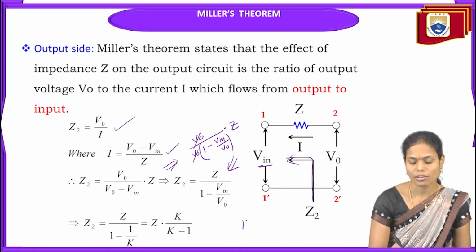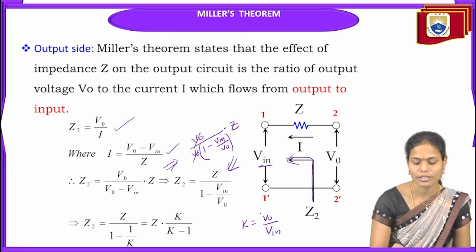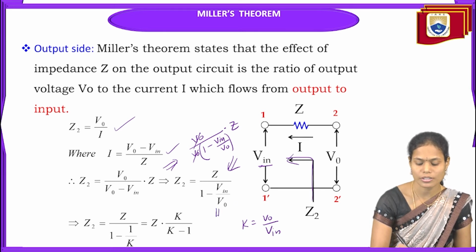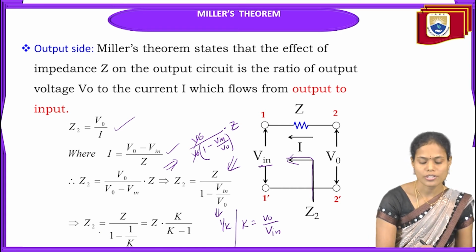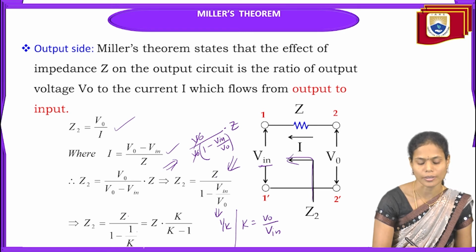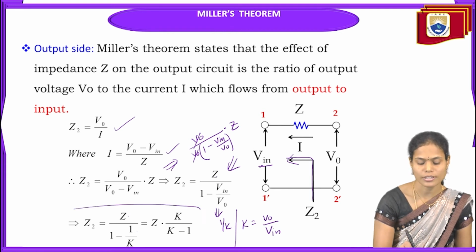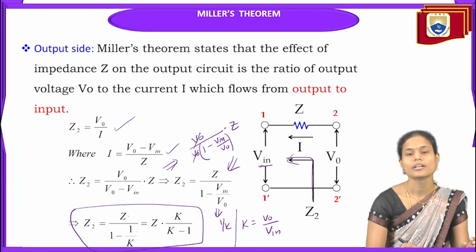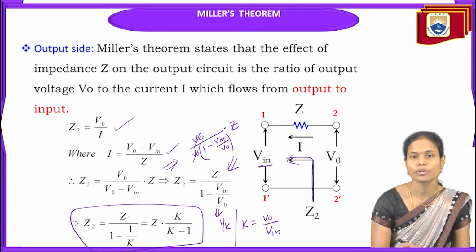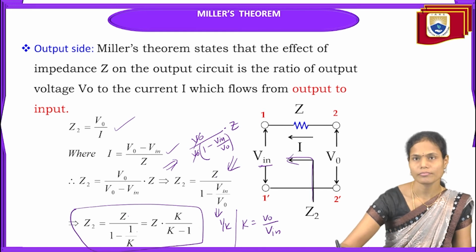So what is our K value? K value is V naught by V in. But here we have V in by V naught. So that's why we are representing it here as 1 by K. So overall Z2 is Z divided by 1 minus 1 by K. If we simplify this, we will get Z into K by K minus 1. That is the second impedance. So by using this Miller theorem, we can represent the impedance in two poles.